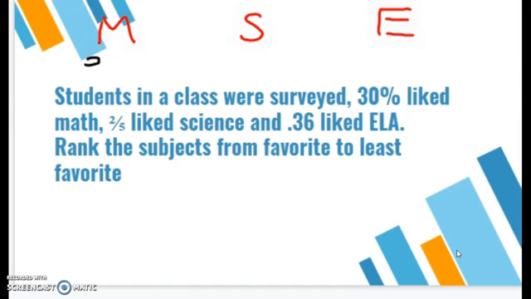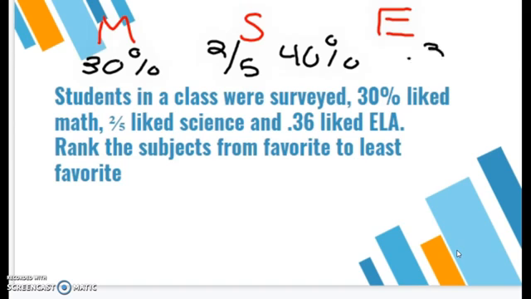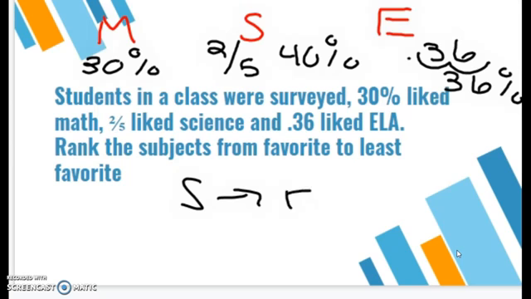So I know 30% liked math because the question told me that. I know that 2/5 like science, so to change a fraction into a percent, do it in your calculator. 2 divided by 5 is 0.4, and then 0.4 times 100 is 40. So that's 40%. And then 0.36, to go from a decimal to a percent, you want to move it 2 to the right. So it's 36%. Now you can rank them from favorite to least. So the most favorite was science, and then ELA, and then we ended with math.